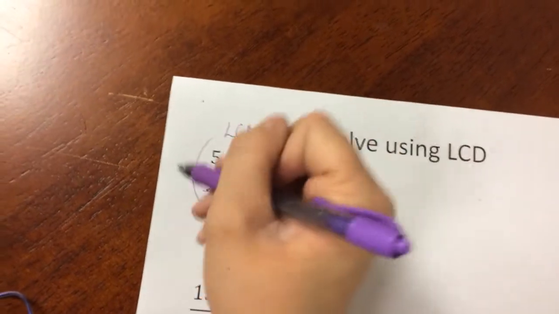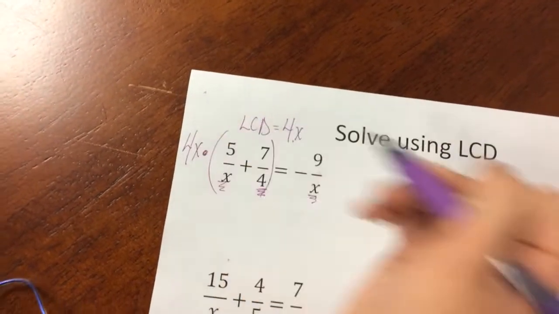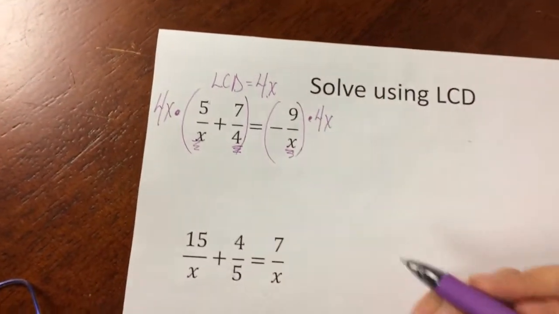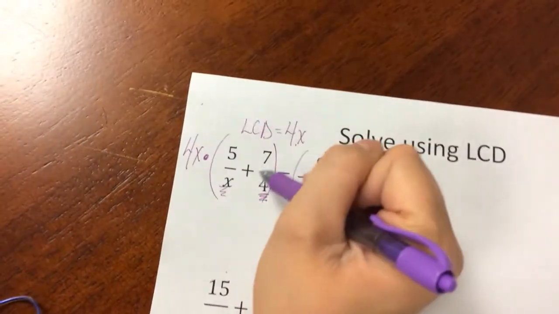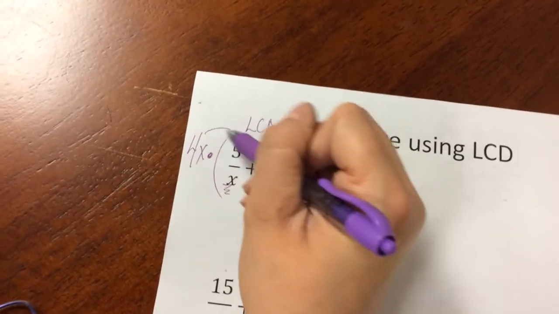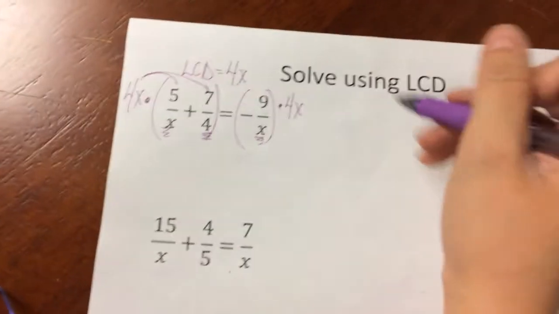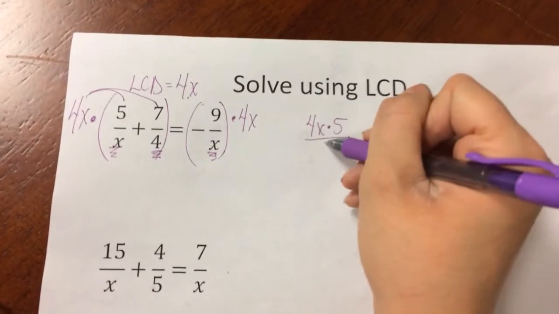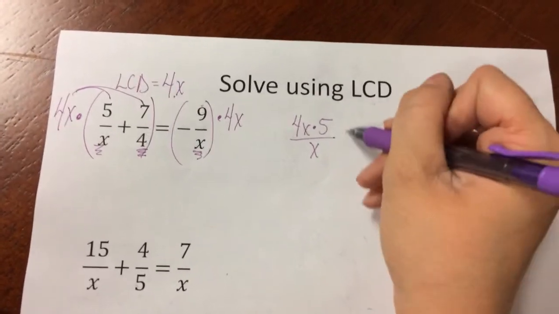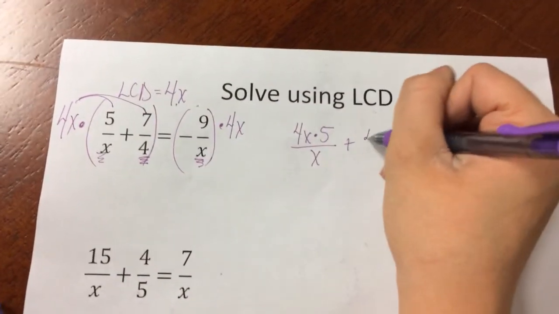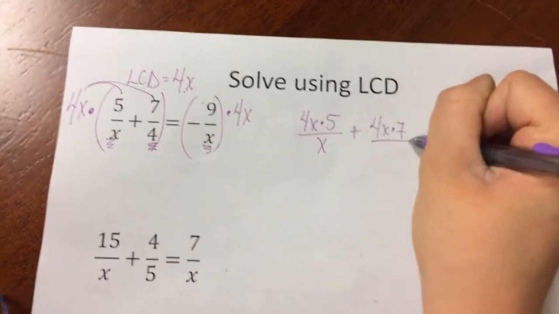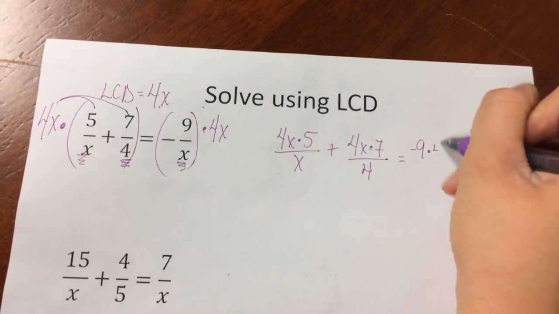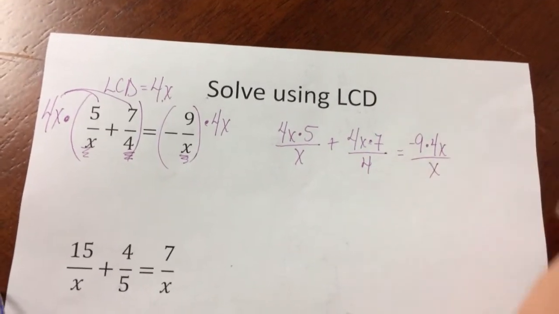So what I'm going to do is multiply this side by the LCD, the 4x, and whenever I do to one side, I have to do to the other side. So I'm going to multiply this side by 4x also. And since there's two things here on this side, I have to distribute him to both of those parts. So I'm going to have 4x multiplying times the 5 over his original denominator, which was x. I'm going to distribute to the 7 and have 4x times the 7 over his original denominator, which was 4. And then here I'm going to have a -9 multiplying times 4x over his original denominator, which was x.